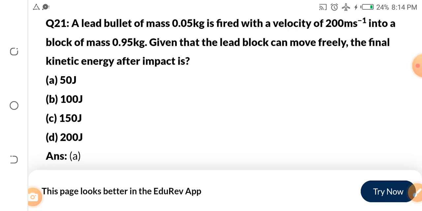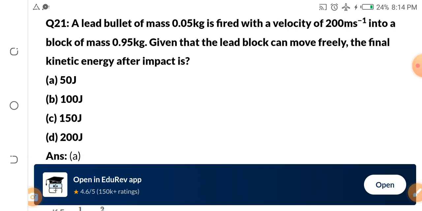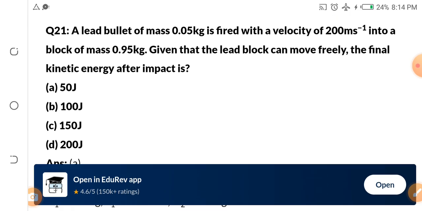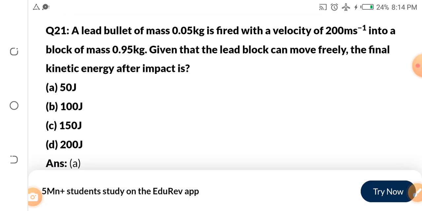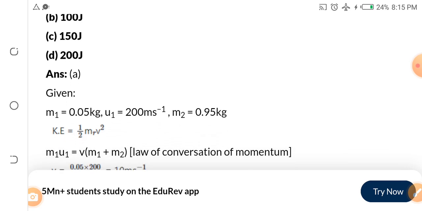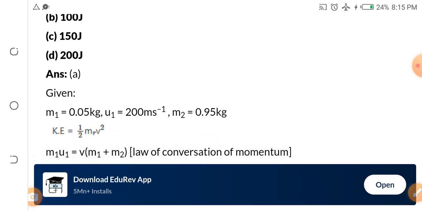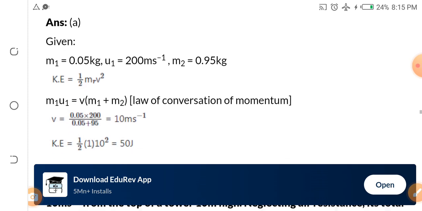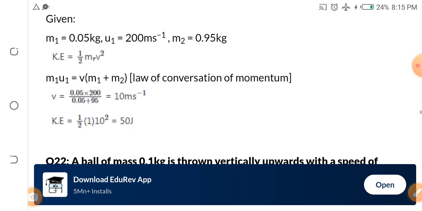A lead bullet of mass 0.05 kg is fired with a velocity of 200 meters per second into a block of mass 0.95 kg. Given that the lead block can move freely, the final kinetic energy after impact is dash. Remember, kinetic energy is half times mass times velocity squared, right? So pay attention to this formula.